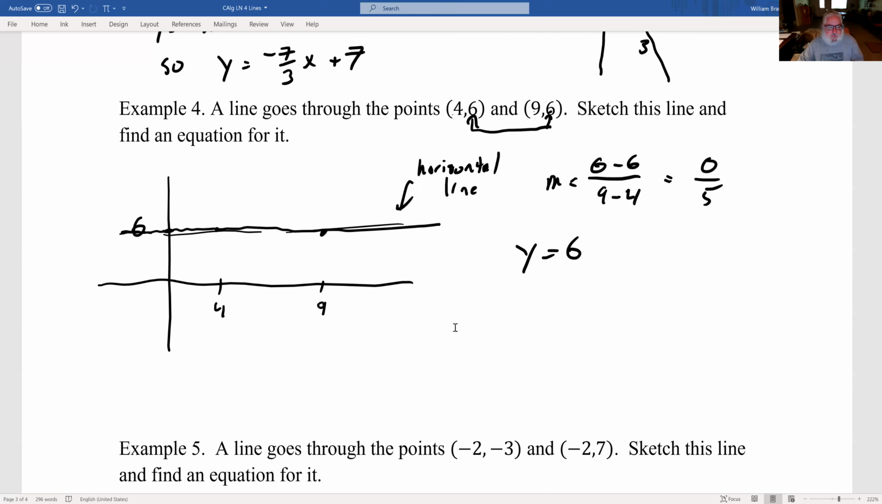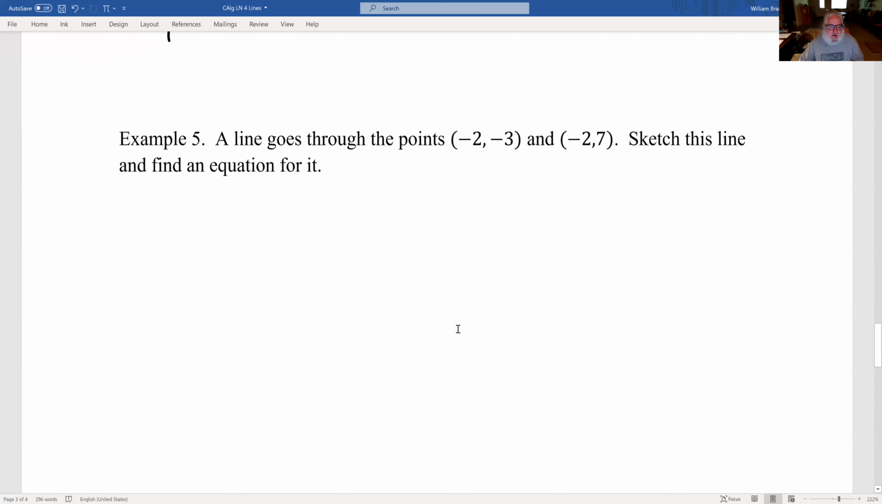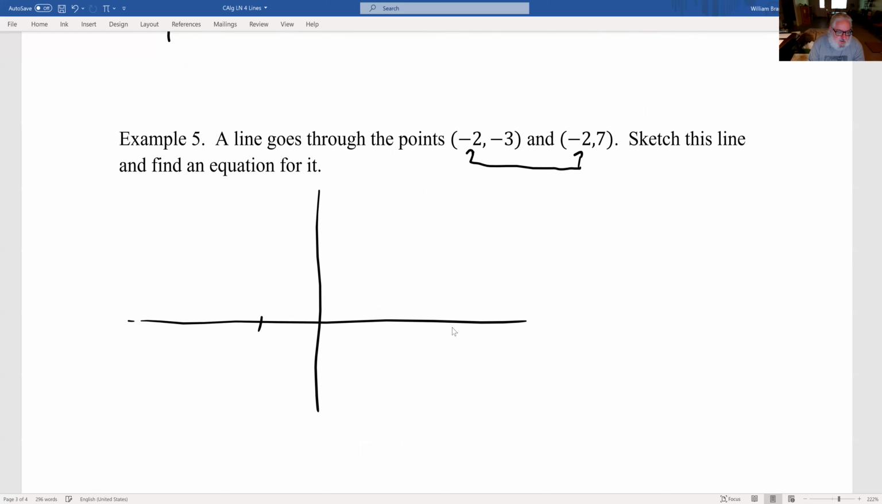So it's all the points that have y value equal to 6. That's a horizontal line. The other special kind of line that we have are vertical lines. Note here, my 2 points have the same x value. Draw a little sketch. Here's -2, put 7 up here, so we have a point there. We'll put -3 down here. We have a point here. What's our line look like? Well, the line through those 2 points is like this. This is a vertical line because all the x's will be the same.